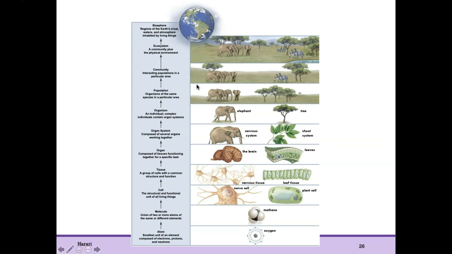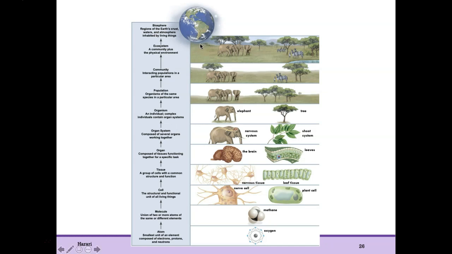Different communities form the ecosystem. The ecosystem includes the air and the water, so all the non-living things as well. And the ecosystems are found in the biosphere. The biosphere is all regions of planet Earth that can support living things.